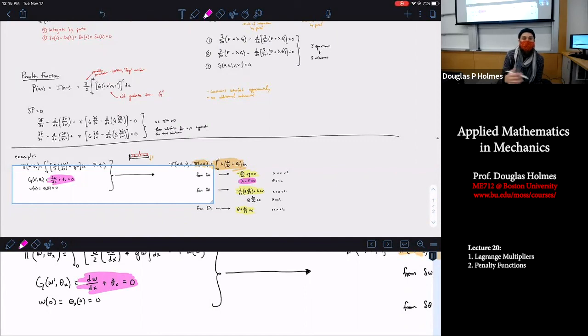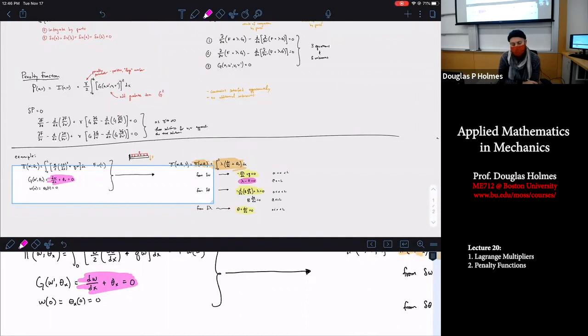Timoshenko beam theory is Euler-Bernoulli beam theory, but you add to that a contribution from the transverse shear stress when you bend it. Timoshenko beams are used to model thick beams that are bending, or really beams where shearing along the long axis is really important.